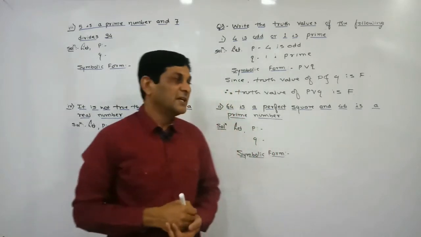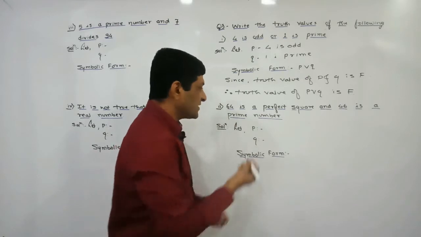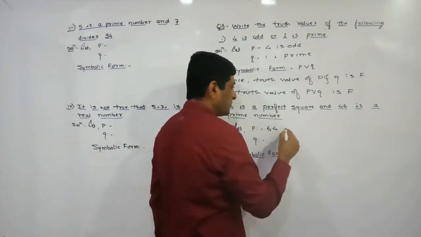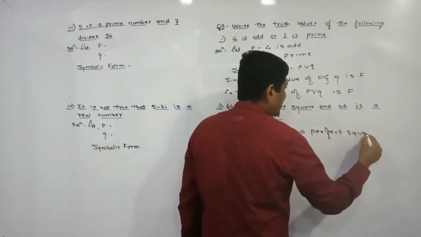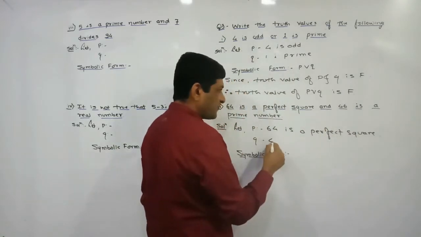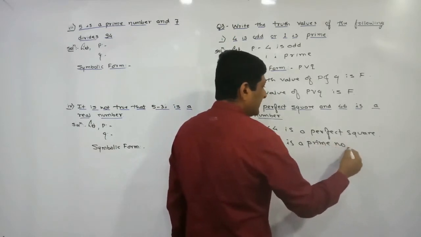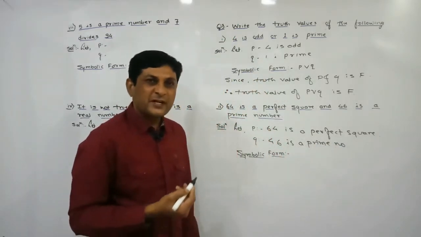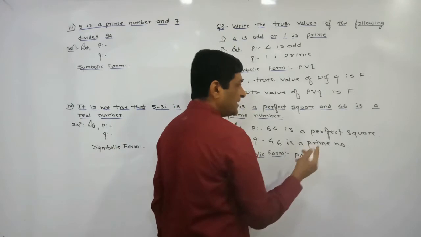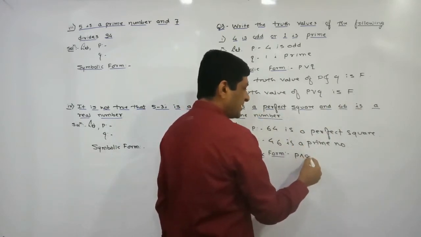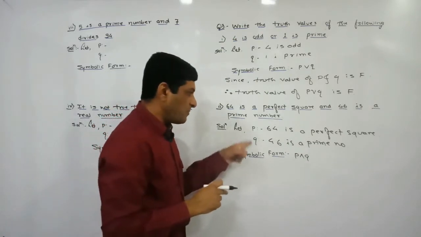Now observe the second statement. Here also two parts are connected by what? AND. So denote the first part by P. What is P here? 64 is a perfect square. And denote the second part by Q. What is the second part? 46 is a prime number. Okay, so now we are trying to convert the given statement into symbolic form. The first part we have denoted by P, then the logical connective, and the second part of this statement we have denoted by Q. So we have got the symbolic form of the given statement. Now we are trying to find out the truth value of P and Q.